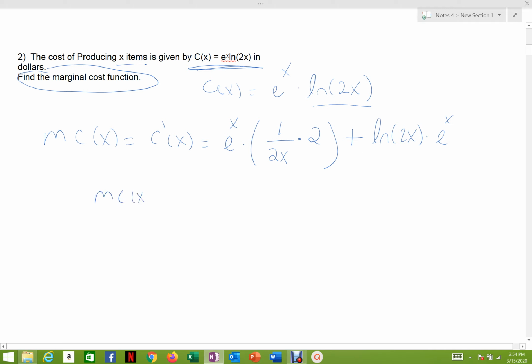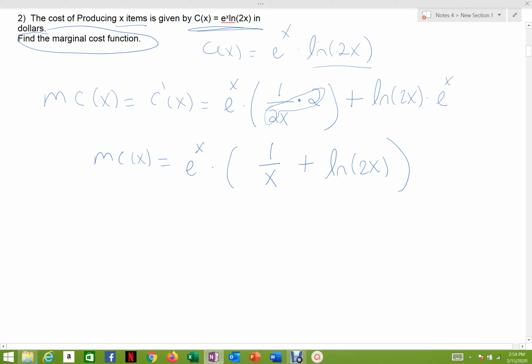I am going to simplify it because it's just a good rule of thumb to do that. So I'm going to factor out the e to the x and then simplify what's left over. The only thing I can simplify once I pull e to the x out is in this term. The 2's reduce: 2 divided by 2 gives me 1. So I'm just going to be left with 1 over x in the first term, plus the natural log of 2x in the second term. There's my marginal cost function simplified.